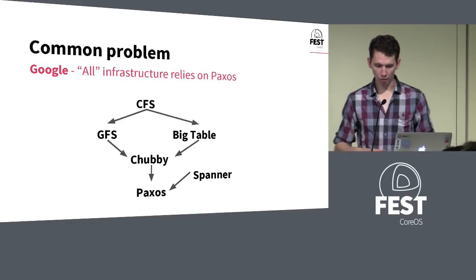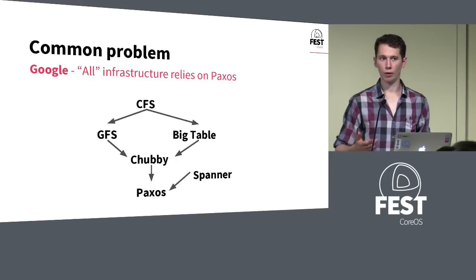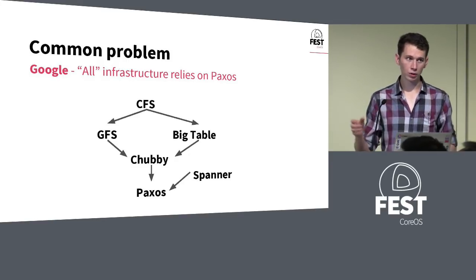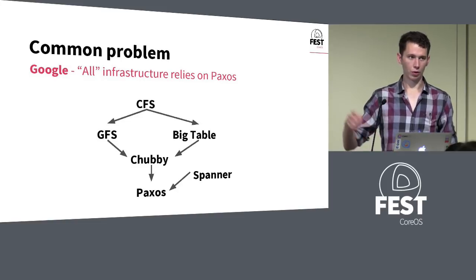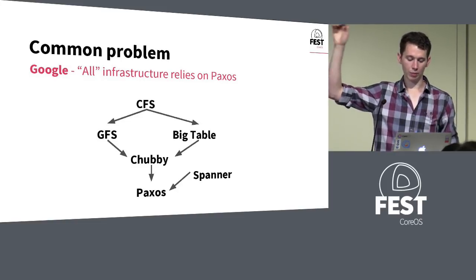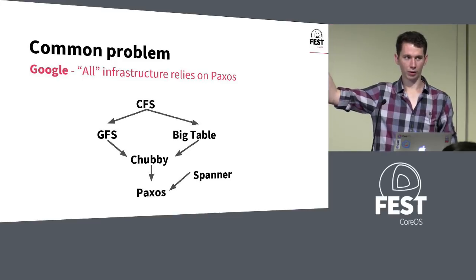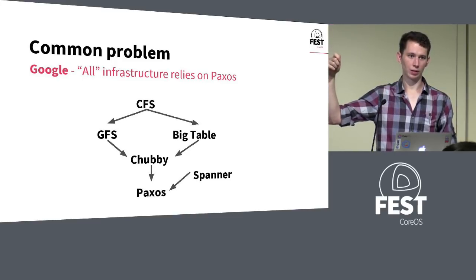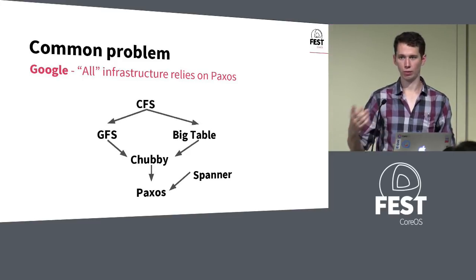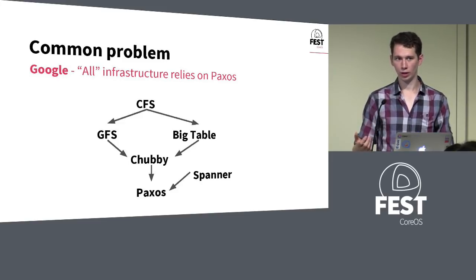And this is a really common problem, and it's a problem that's been solved in a variety of organizations. So Google essentially relies on this for all of their infrastructure. So the Google File System or Bigtable or Chubby or Spanner all come down to an implementation of Paxos and rely on that implementation for various pieces of configuration data and leader election and sharding keys and these sorts of really important pieces of data.